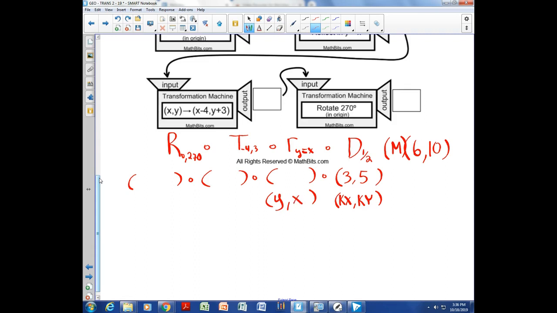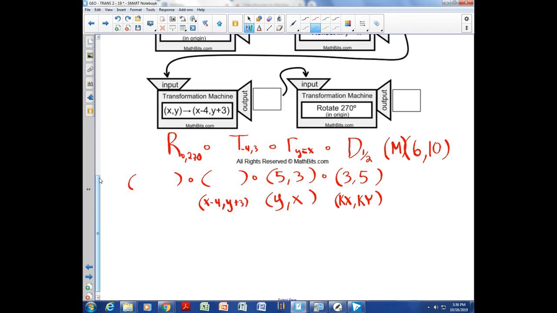Take the numbers and just put them in the other number's place. So the 5 is going to go to the front, and the 3 is going to go to the back. And now I'm going to do a translation. A translation here is just going to look like x minus 4 and y plus 3. All right, that's easy enough.